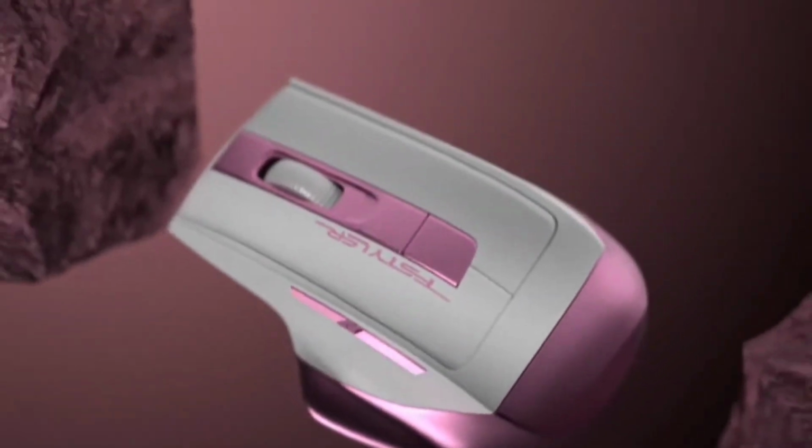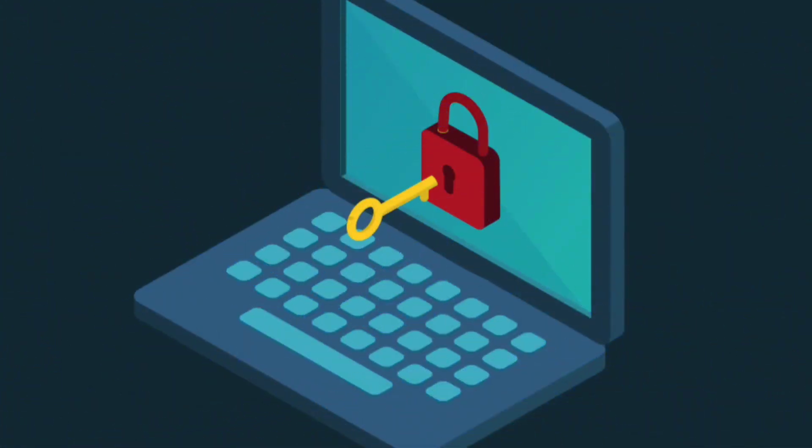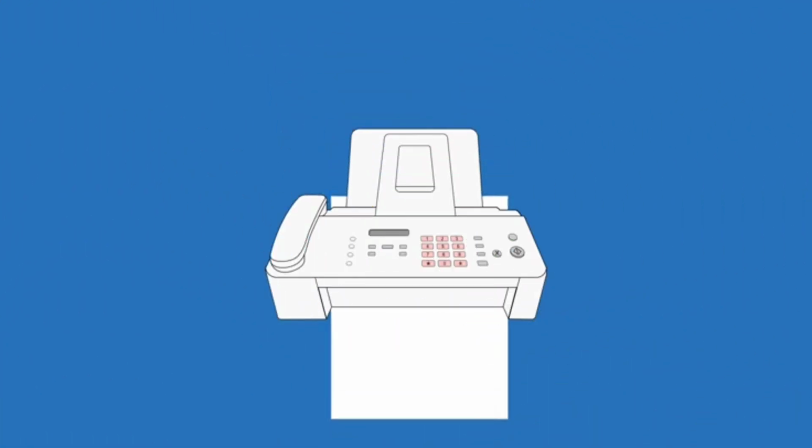M is for mouse, click here and there. N is for network, computers everywhere. O is for on, off, start with the press. P is for printer, prints with no mess.